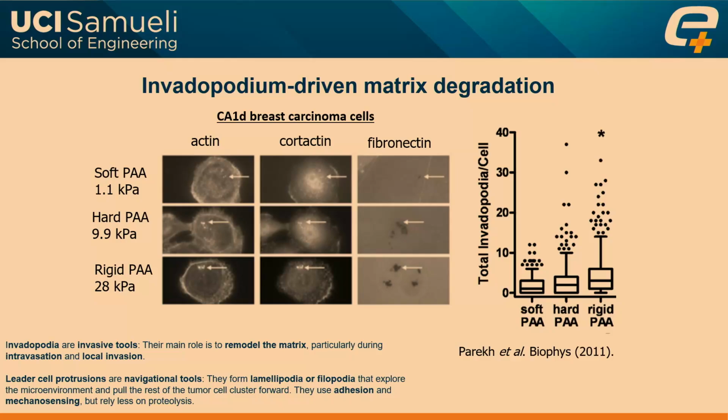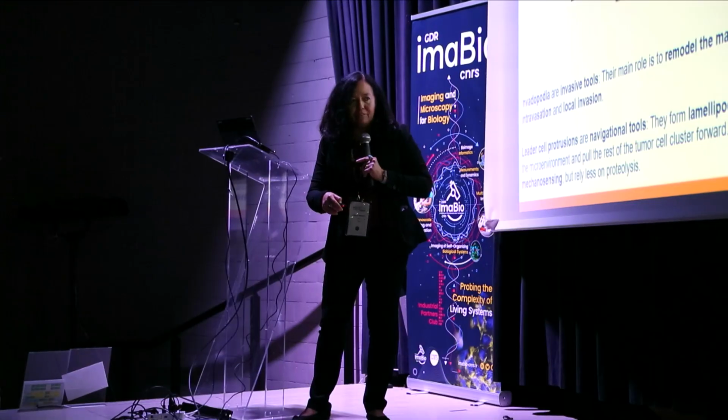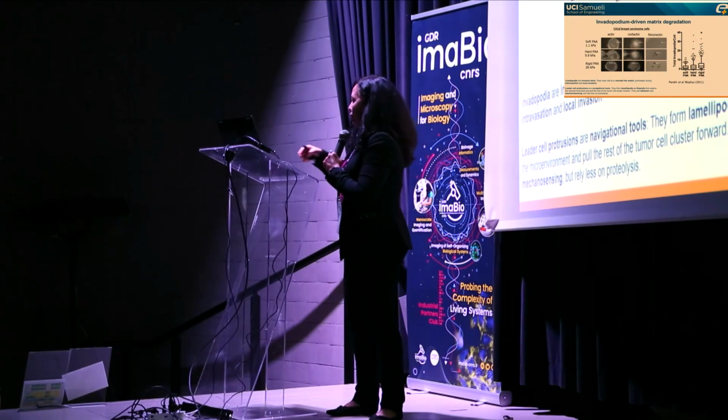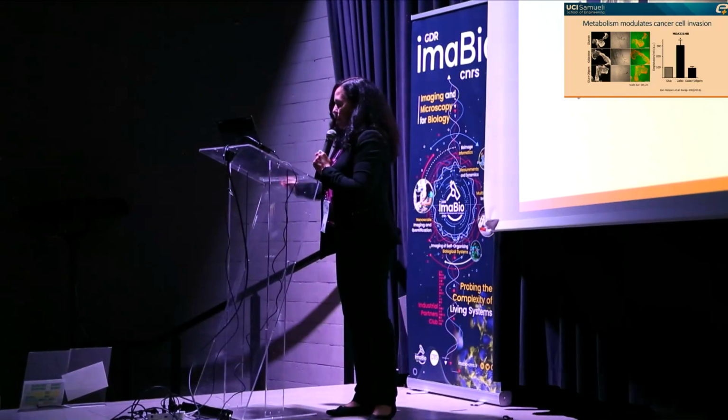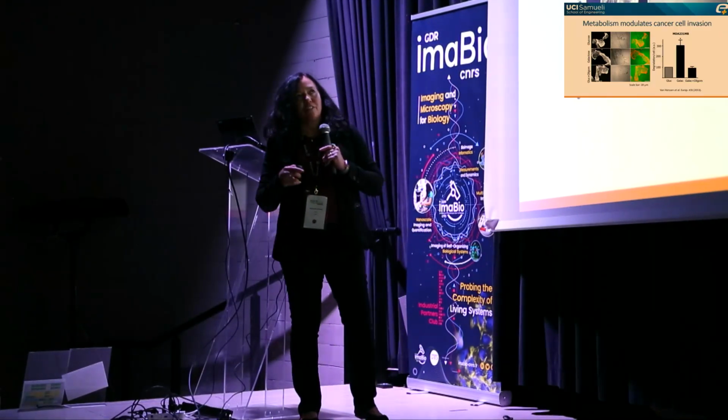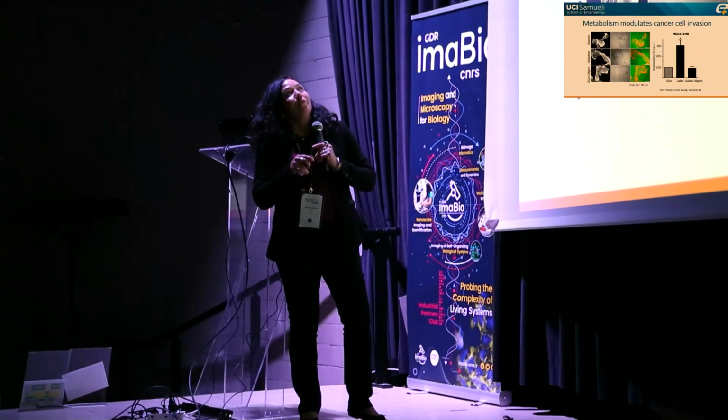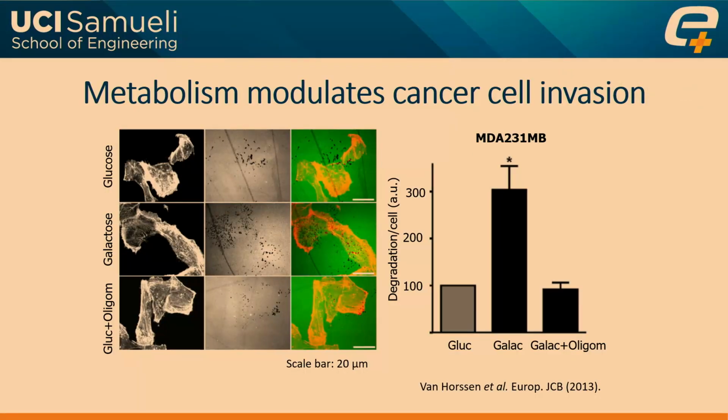So as the cells start to invade the tissue, we're looking at those navigational tools because those are the mechanotransduction properties that the cell needs to migrate forward. That's where focal adhesions appear. And then, of course, either the lamella or the filopodia can explore the microenvironment and react to extracellular cues. So metabolism also modulates cancer cell invasion.